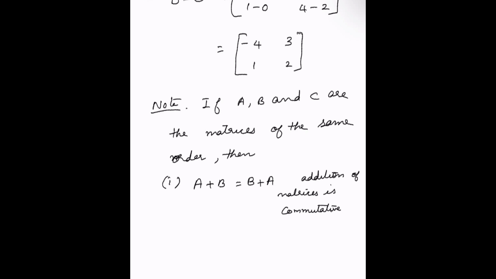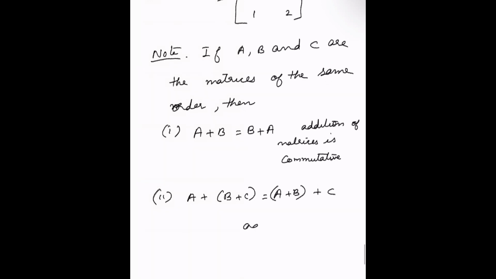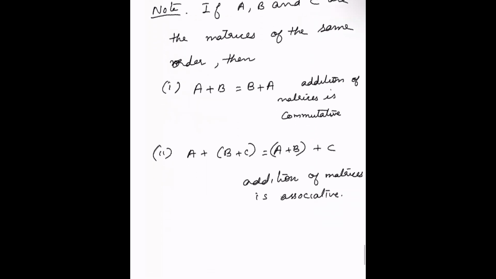Okay, now second point is A plus B plus C is equal to A plus B plus C, with the brackets grouped differently. This is associative property. Okay, so you can write addition of matrices is associative. This is called associative.